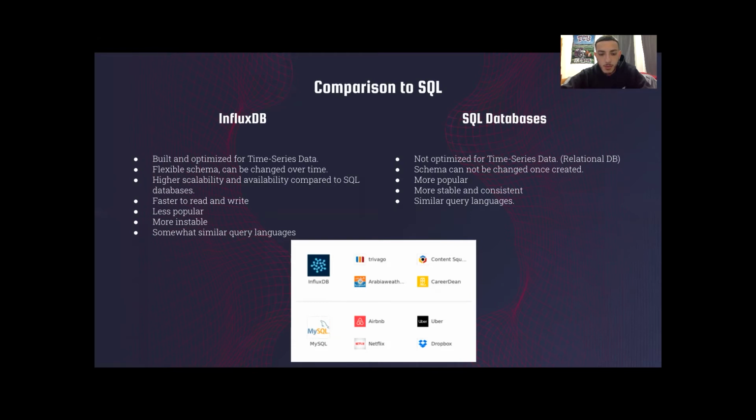And then on the bottom here, the graphic, we have companies that use InfluxDB compared to the companies that use MySQL. Trivago and CareerGain are some popular companies that use InfluxDB, but as you can see, the more popular companies like Airbnb, Netflix, Uber, and Dropbox do use MySQL.